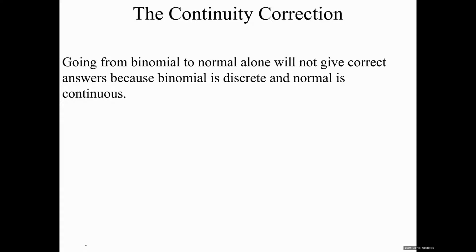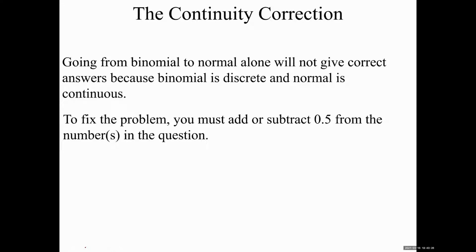Okay, so let's see what it says here. Going from the binomial to normal alone will not give correct answers because binomial is discrete and normal is continuous. Binomial is a chapter 6 variable, normal is continuous, chapter 7. We're going from discrete, because everything is binomial today, so everything is discrete. We're going to treat it like it's continuous, like it's normal. You can't just do that. You're not going to get that close answer. So we have to adjust the number.